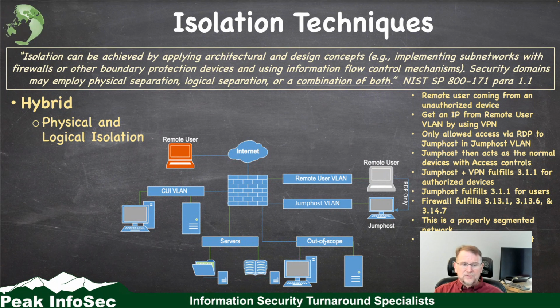So in this case, the remote user comes in, they go to the remote user VLAN, hint, hint, wink, wink, nudge, nudge. That's the right way you handle remote users. You never drop them into the CUI VLAN or out of scope. They always go to a separate VLAN.